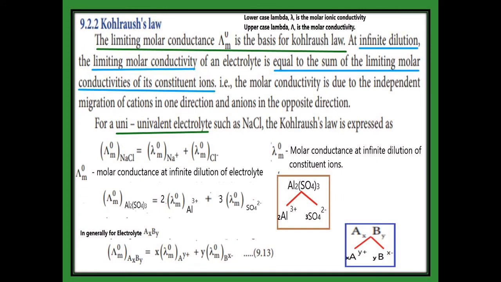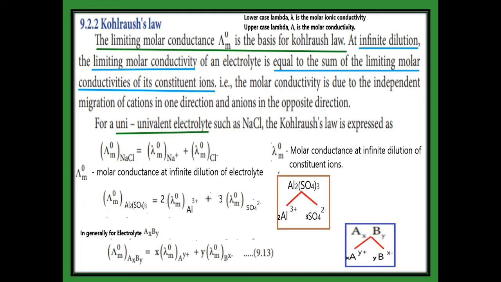Kohlrausch law. Before entering into the Kohlrausch law, first of all see the symbols. In the equation, two different types of symbols are given. One is lowercase lambda. Lowercase lambda means the molar conductivity for the ions, and uppercase lambda is for the molar conductivity for the electrolyte. See the first equation. The electrolyte is given as sodium chloride. That sodium chloride, when you put it in water, splits into Na plus and Cl minus. So for Na plus, the molar conductivity is given as lowercase lambda Na plus. That lowercase lambda Na plus means it is a molar ionic conductivity. Then Cl minus is also given as lowercase lambda, so it is for the molar ionic conductivity.